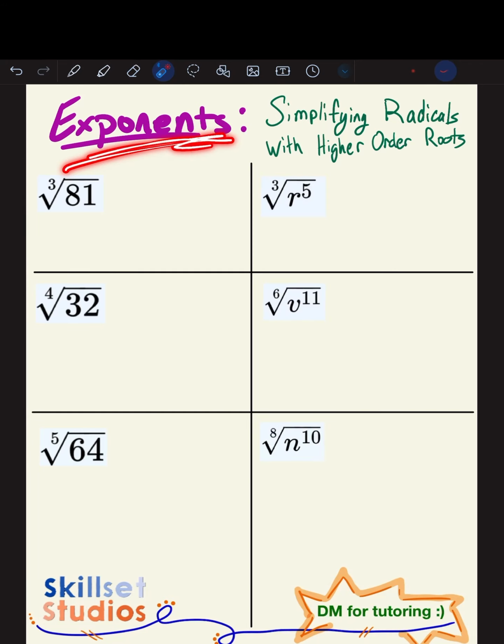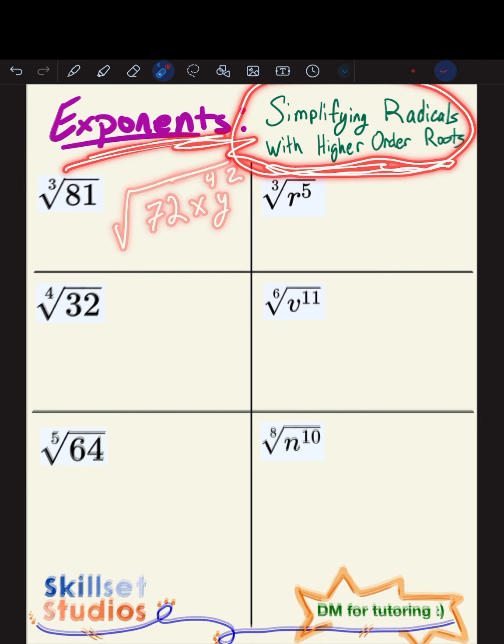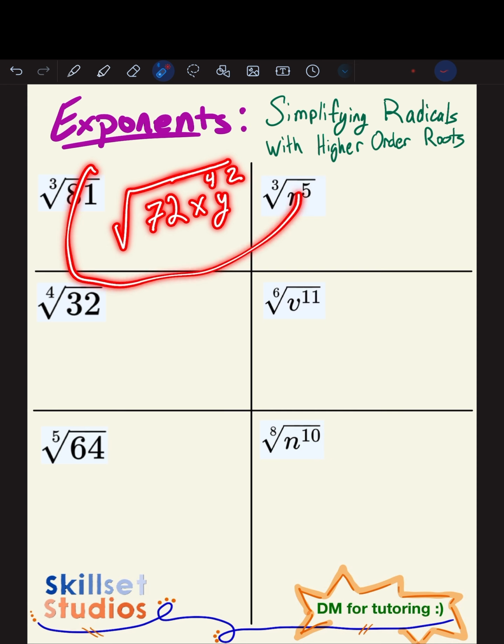Here we have another video about exponent rules, this time simplifying radicals with higher order roots. If you missed the other video about simplifying radicals with square roots, you'll probably want to go back and watch that video before this one.